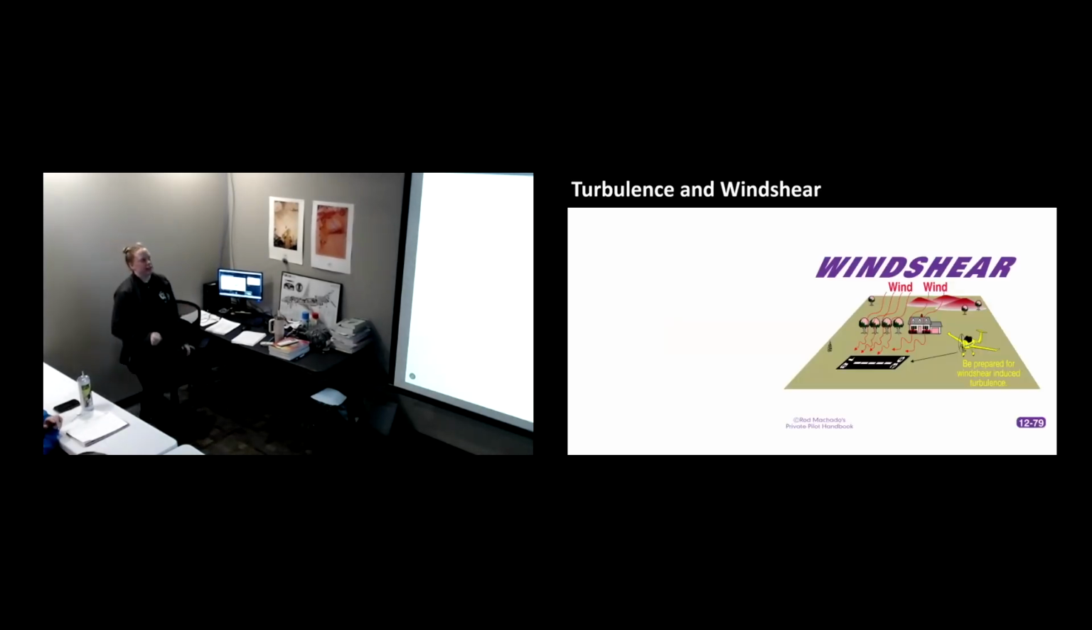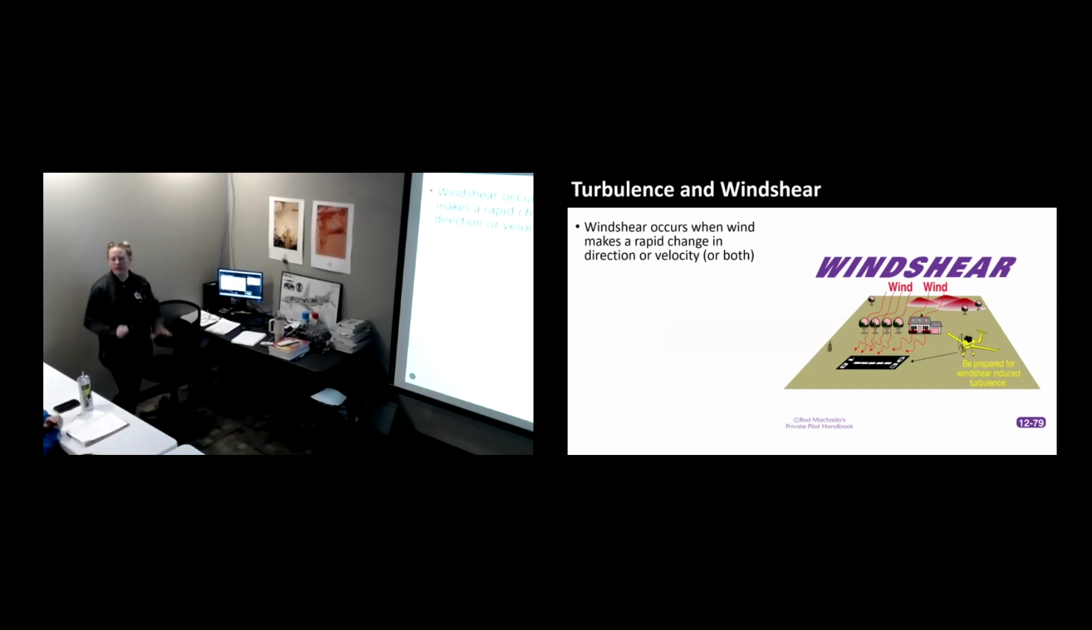Not to scare you already. Turbulence and wind shear. Wind shear is just a rapid change in speed or direction of wind. We have it all the time here in the spring and the fall, and the summer and the winter. Okay. We always have wind shear. It's been killing us lately.